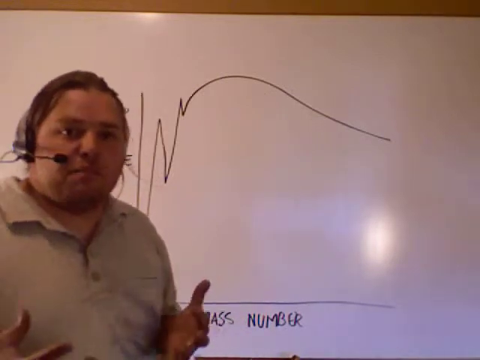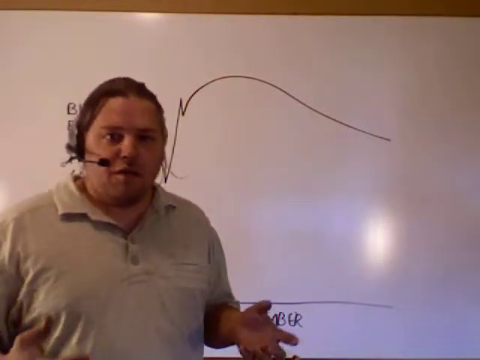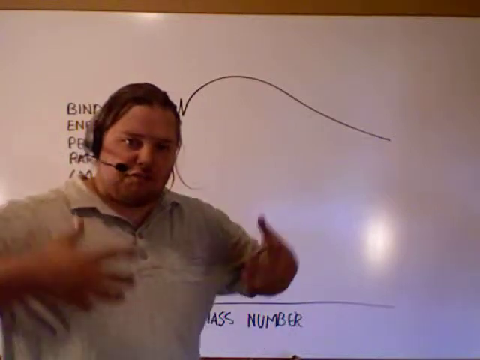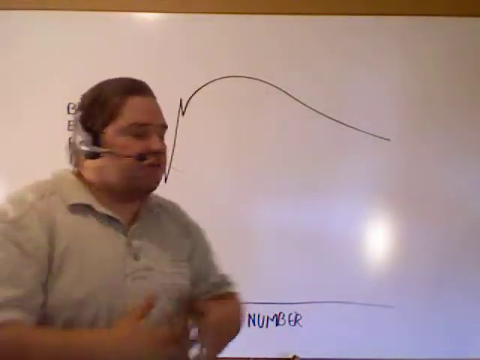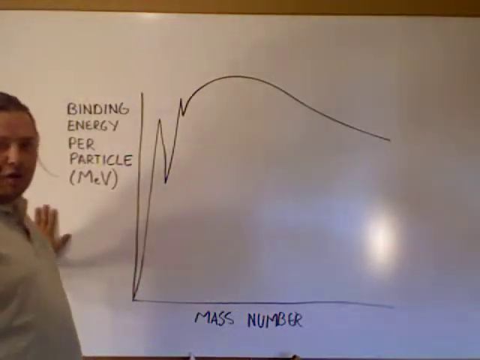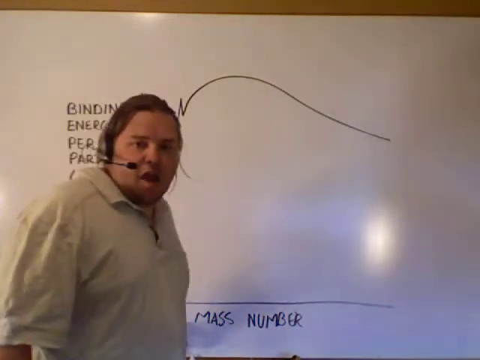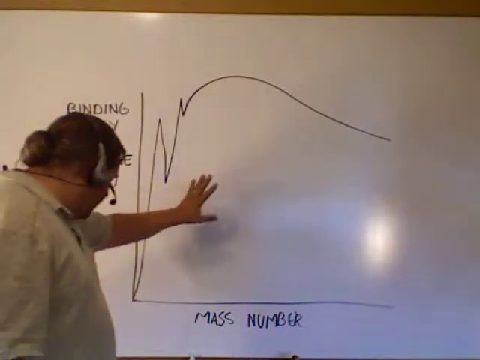We can come up with that number by using what we did in the last step. We calculated the amount of energy, that's the total binding energy. If we divide it by the number of particles, we end up getting the binding energy per particle. Okay, and then under here I have mass numbers. So this is a nice little decay graph.